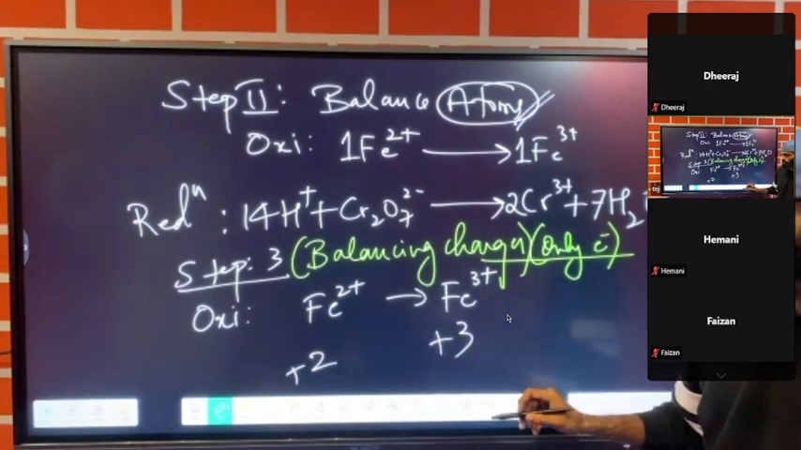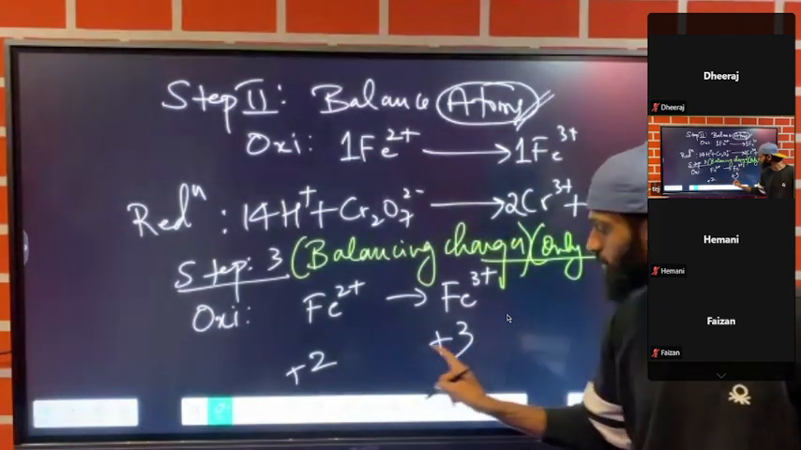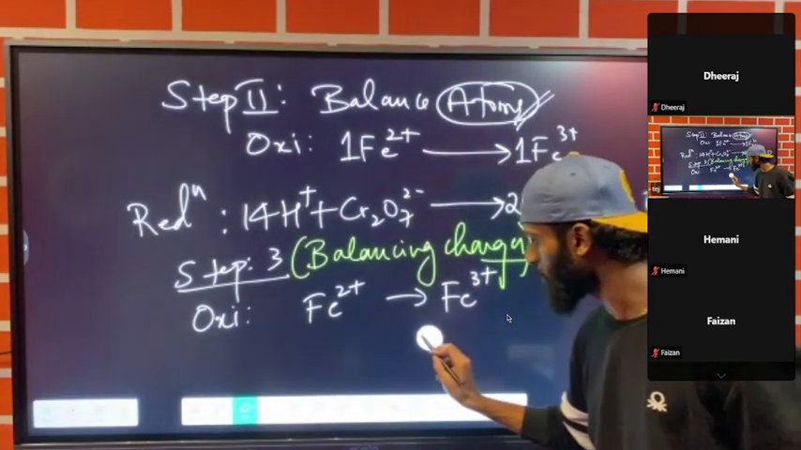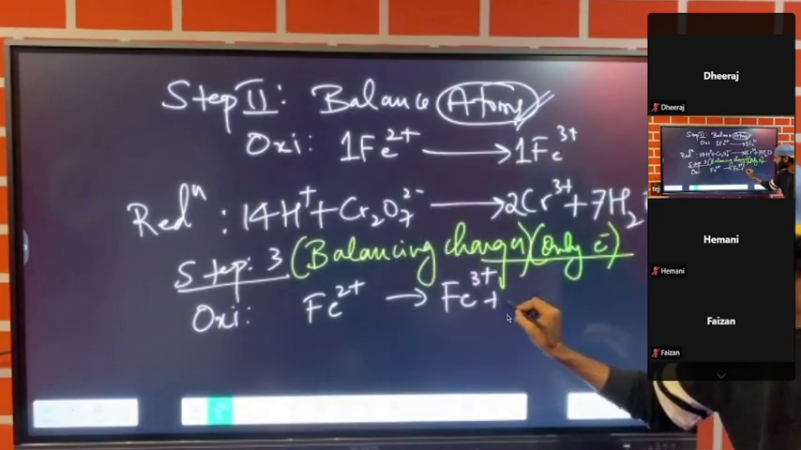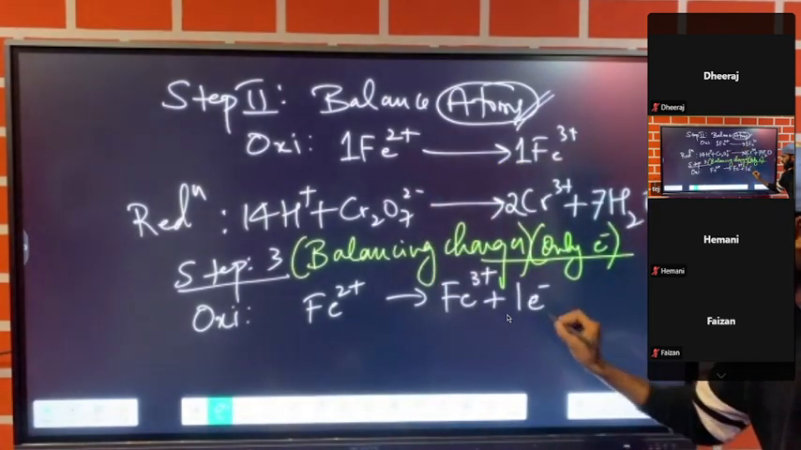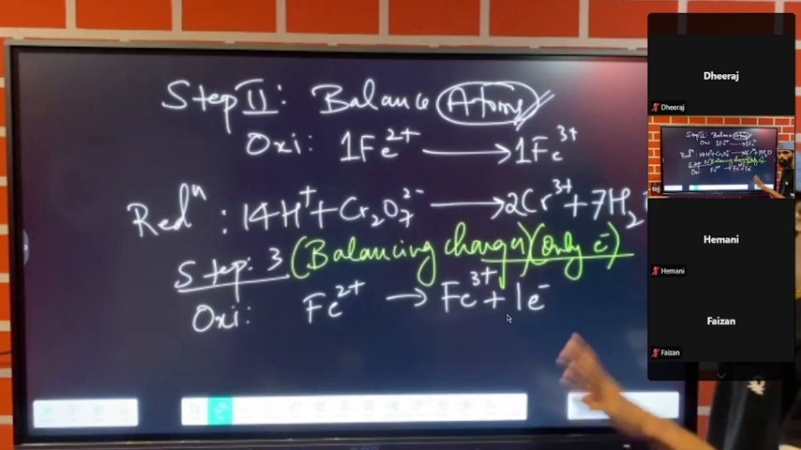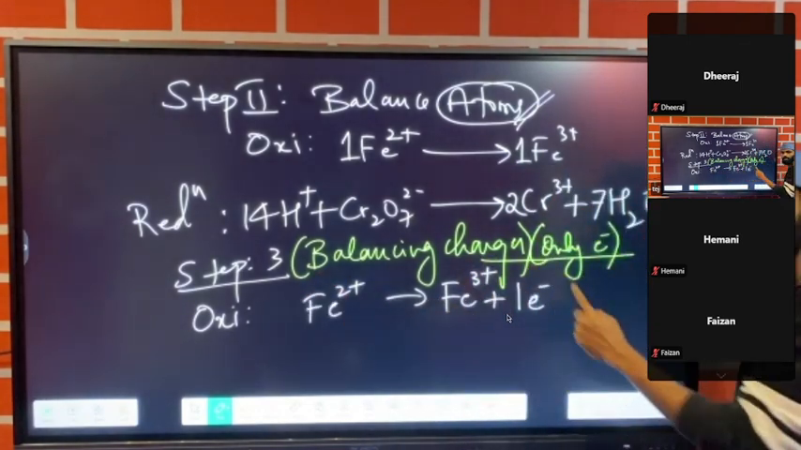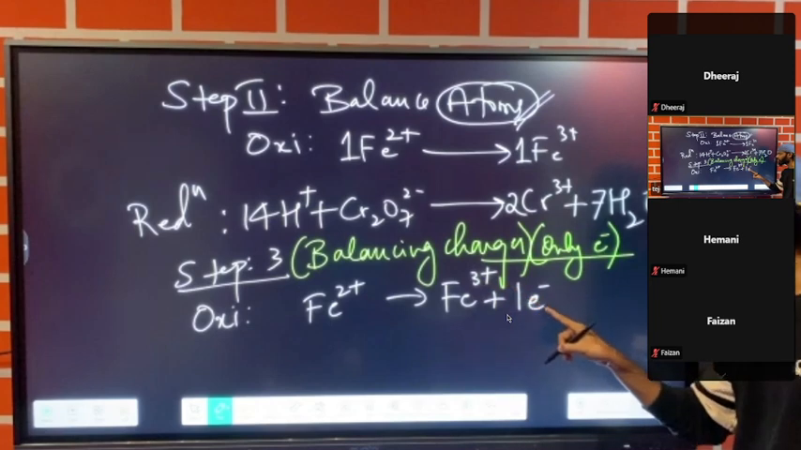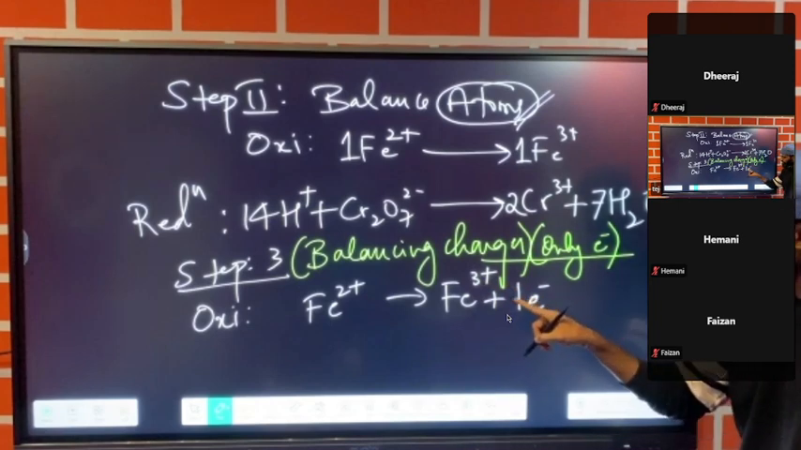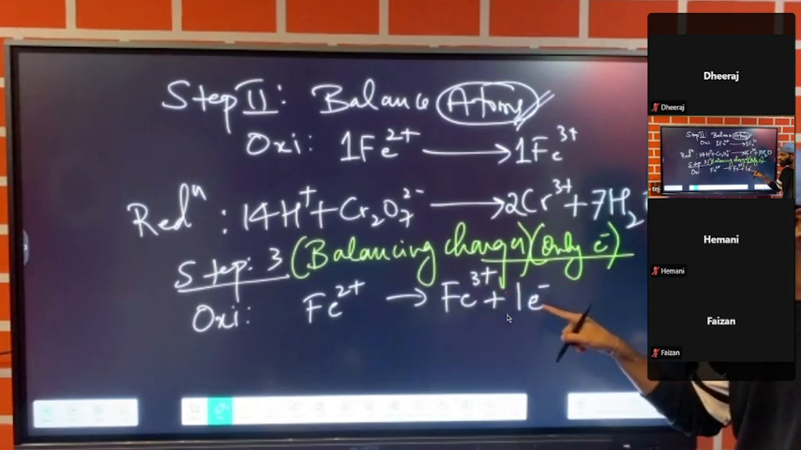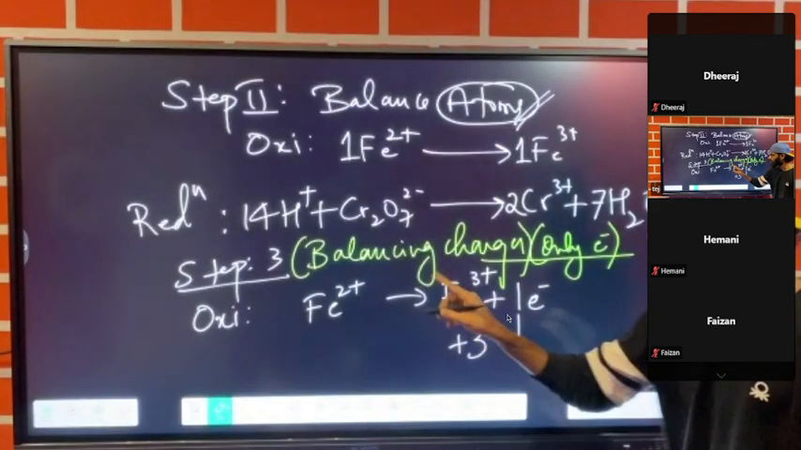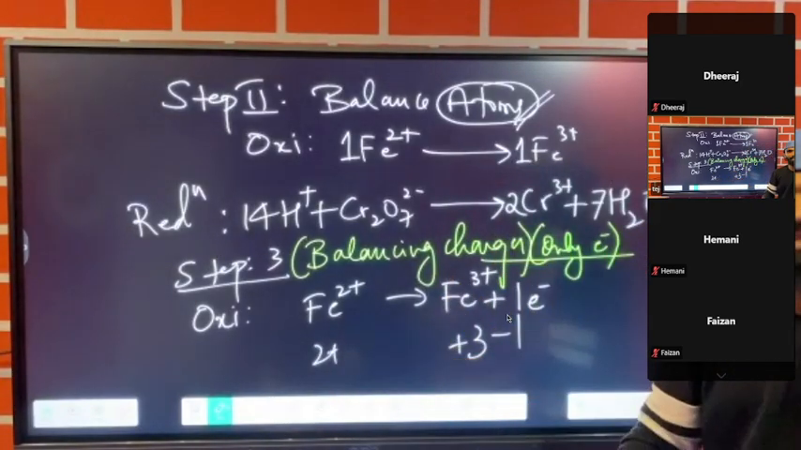Okay, so how many more should I add? Now, what is the difference here? 3 minus 2 is 1. Okay, so I'll have to add 1 electron on this side. I hope you guys understood that. Now, focus. Total charge on the left hand side is 2. Total charge on the right hand side, 3 minus 1. Why? Even though I wrote plus 1 electron only, electron meaning it's a negative charge. It's like plus 3 minus 1. Here it is 2 plus. Do the math, they'll match.